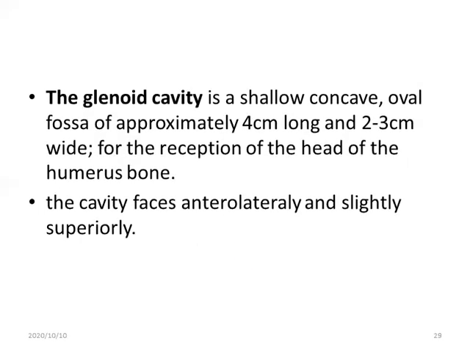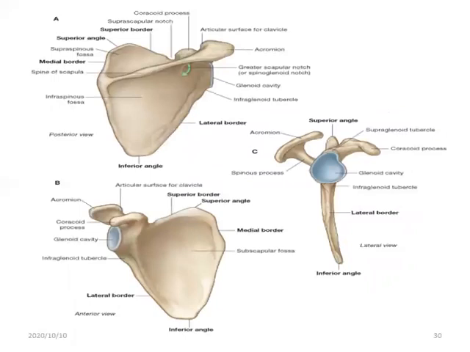The glenoid cavity is a shallow concave oval fossa approximately 4 cm long and 3 cm wide for the reception of the head of the humerus bone. The cavity faces anteriorly, laterally, and slightly superiorly. This is the glenoid cavity where the head of the humerus bone articulates. This is the acromion process, supraglenoid tubercle, coracoid process, infraglenoid tubercle, and this is the lateral border. Inferior angle, superior angle, lateral border.